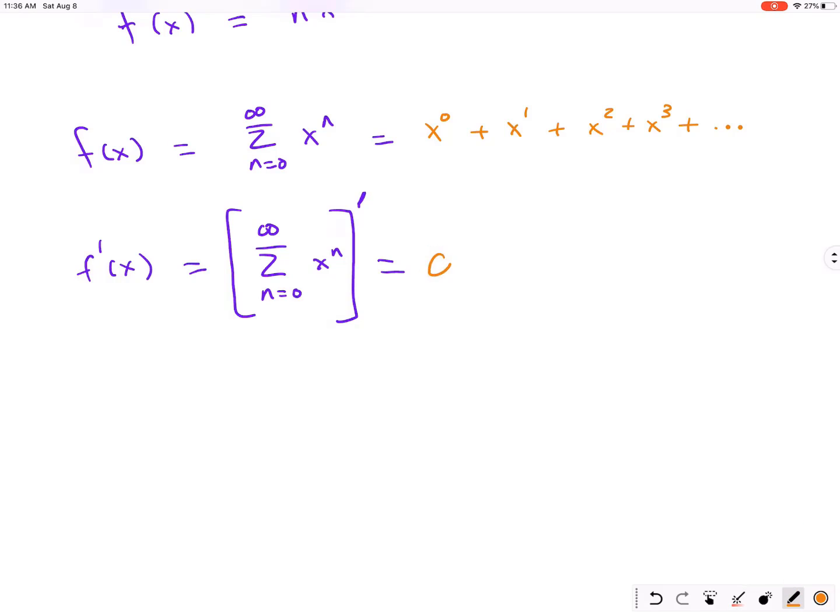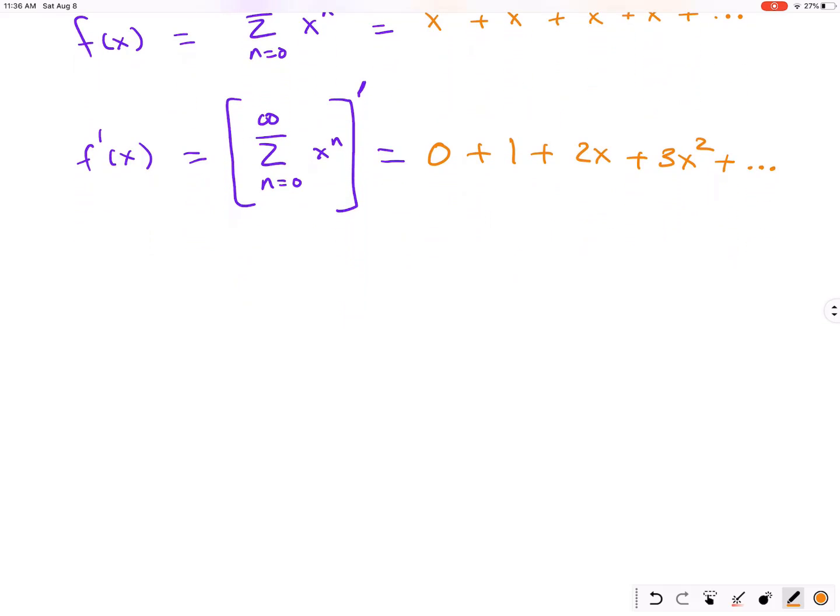And the next term would be the derivative of x to the first, which is just x, and I take its derivative and I get 1. And then the next one would be 2x to the first, and 3x squared, and so on and so forth. Okay, so that's what the derivative would look like.